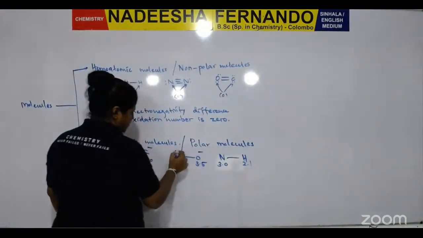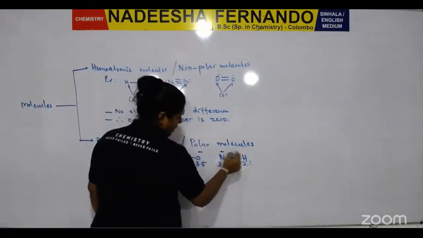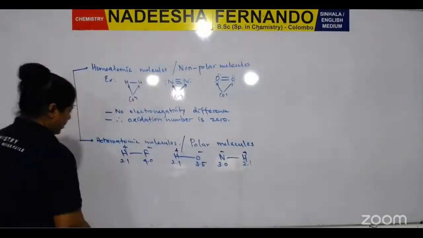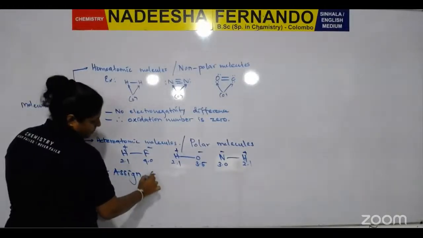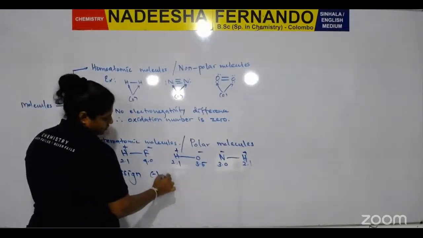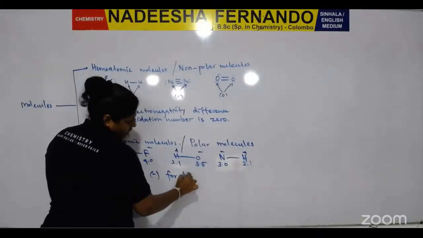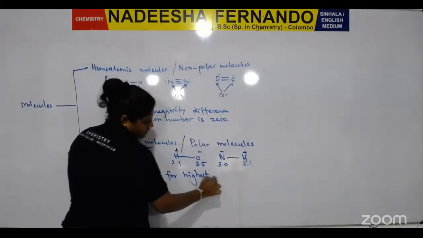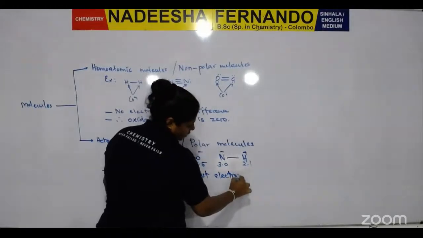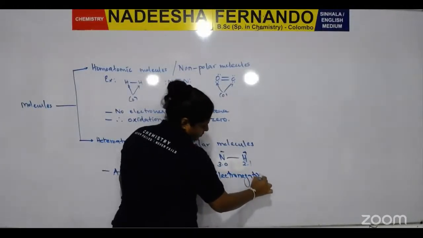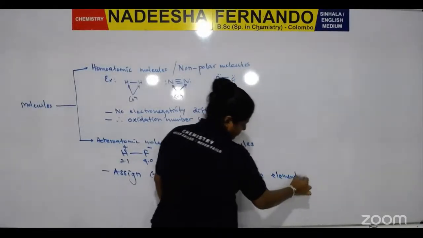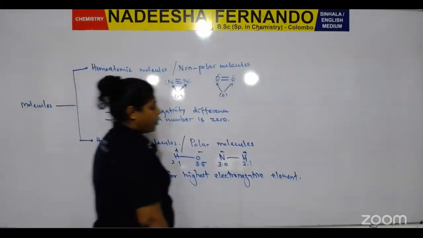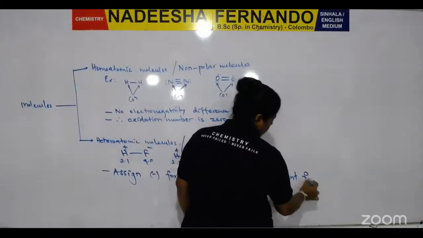Here minus 1, here minus 1. So we assign minus 1 for the highest electronegativity element, for a bond.